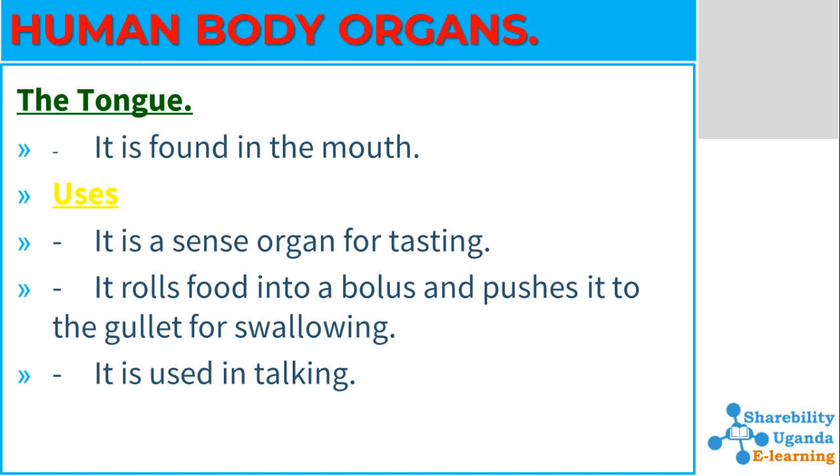It helps to roll food into small boluses, or small particles, that are digestible by the digestive organs, and pushes it to the gullet for swallowing. The tongue is also used for talking. It helps us to pronounce characters, therefore necessary in talking.